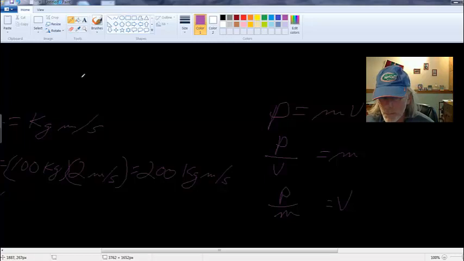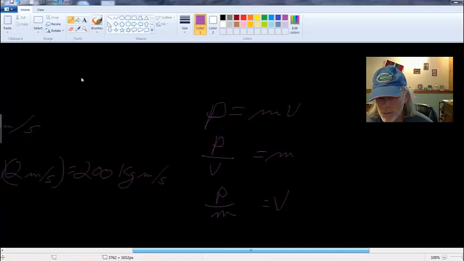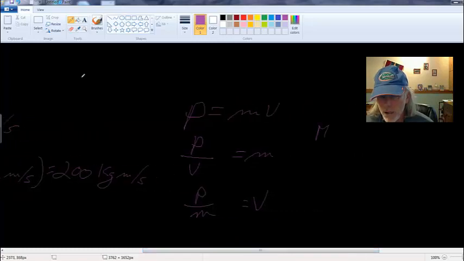So we find momentum equals mass times velocity. If we want to solve for mass, we know it's momentum divided by velocity. And if we want velocity, we know it is momentum divided by mass. One thing to always remember here is momentum is always conserved.